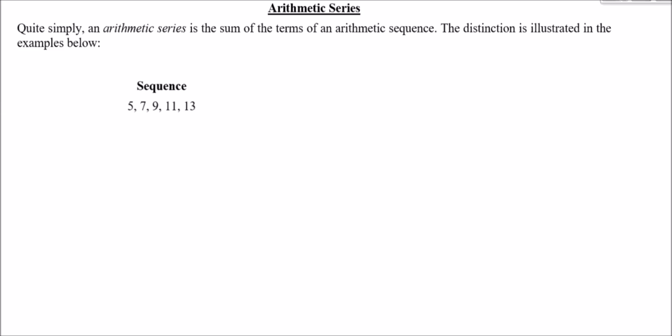5, 7, 9, 11, 13. It's a sequence of numbers, whereas a series would be the sum of that sequence. So the series version would be this: 5 add 7, add 9, add 11, add 13. And there are some calculations we need to know how to perform in terms of series rather than just sequences. So, how to sum arithmetic series?